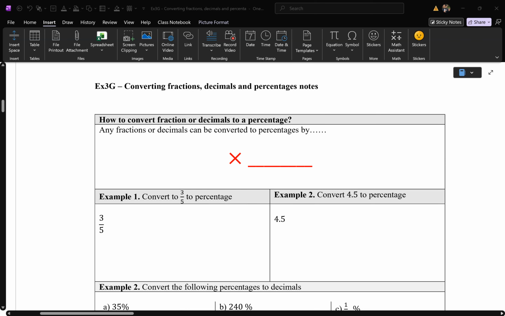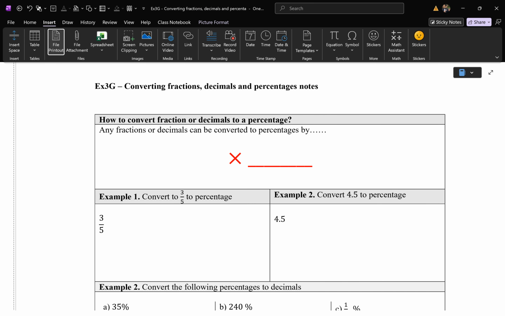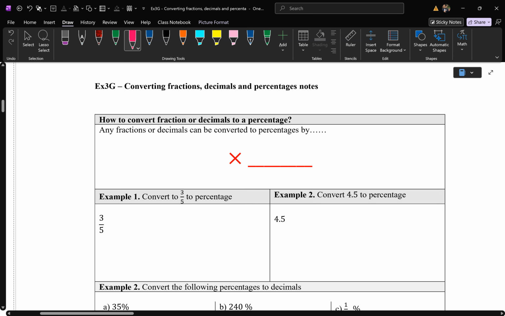Exercise 3G, it's a pretty straightforward exercise, leads nicely into 3H. The only difference is it depends on your fraction skills first. Okay, that's why I said 3B was key. So here, there's only one rule to convert anything to a percentage.